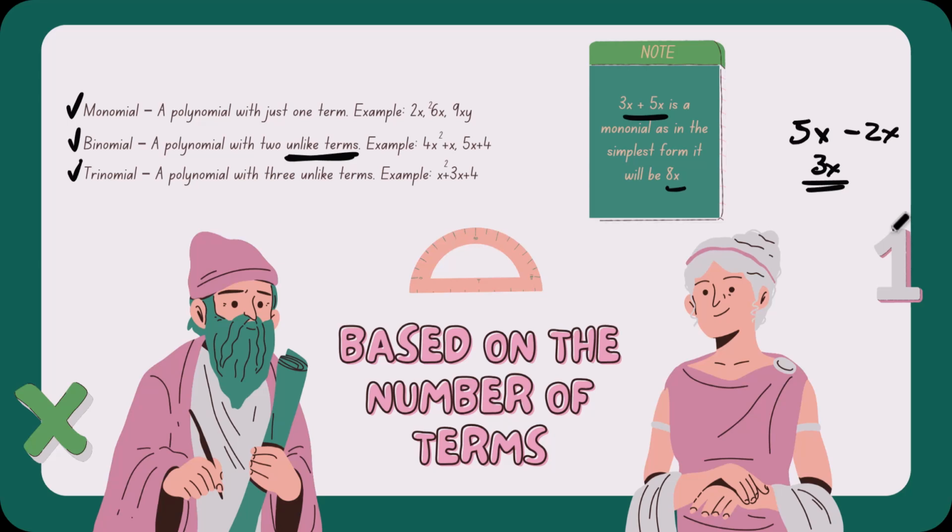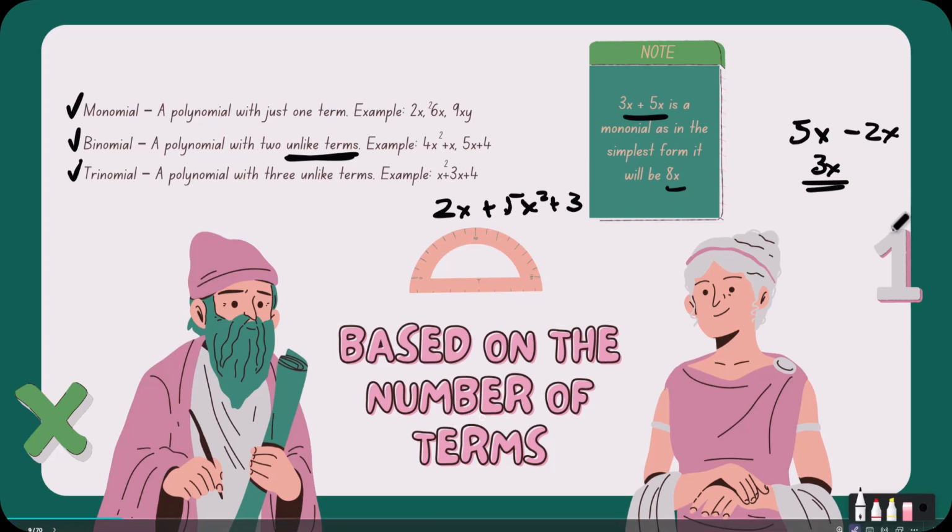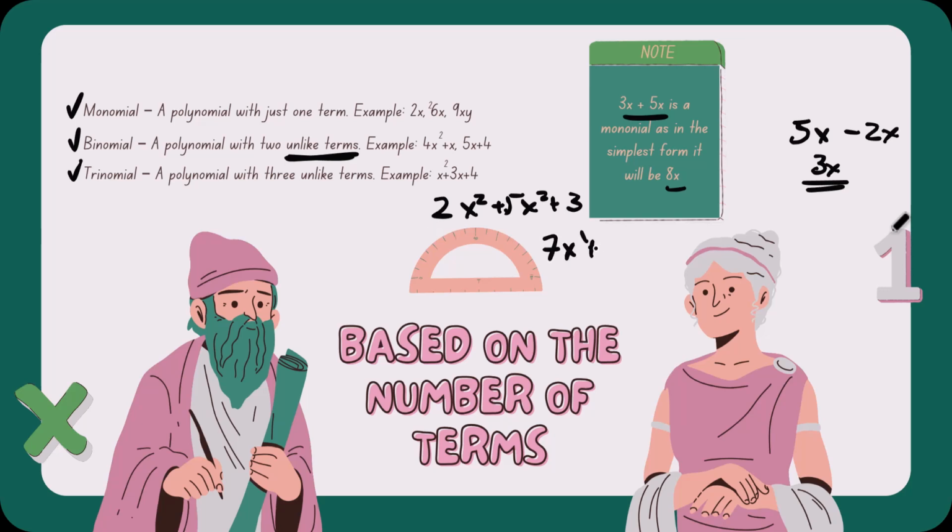What is a trinomial? Tri means 3. So 3 unlike terms, right? So x cube plus 3x plus 4, or 2x plus 5x square plus 3, these are trinomials. But what if it was 2x plus 5x plus 3? Then it becomes 7x plus 3. It becomes a binomial. So you have to be very careful. For example, instead of 2x, I have 2x square. So 2x square plus 5x square plus 3 will become 7x square plus 3. What is this? This is a binomial, not a trinomial. So you have to be very careful, all right? So yes, let's try to understand further.